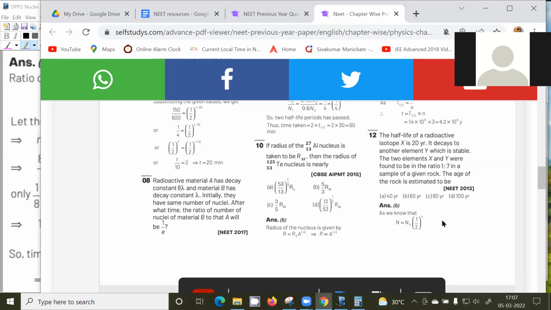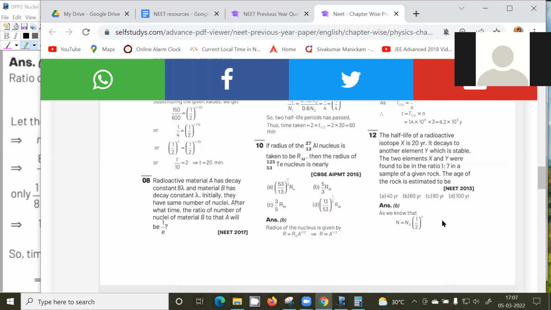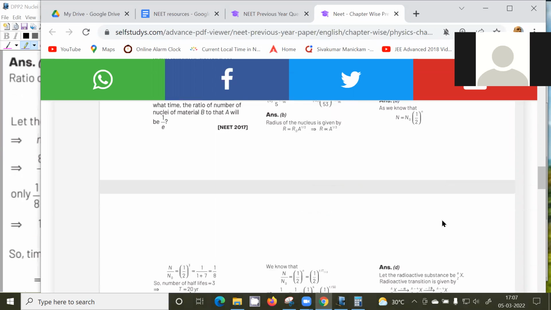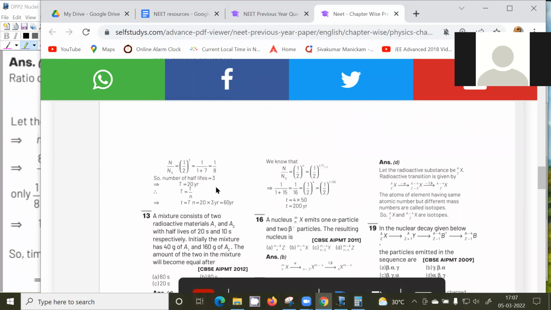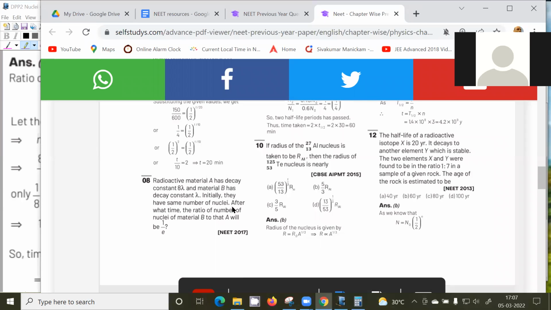Half-life is 20. Okay, the current age. So how much time has gone? We have to find that out. So how many half-lives have gone? 3 half-lives, so 3 into 20. So the current age is 60. This question number 12 is exactly the same, but in different words. Is this clear? Question 12 is okay.